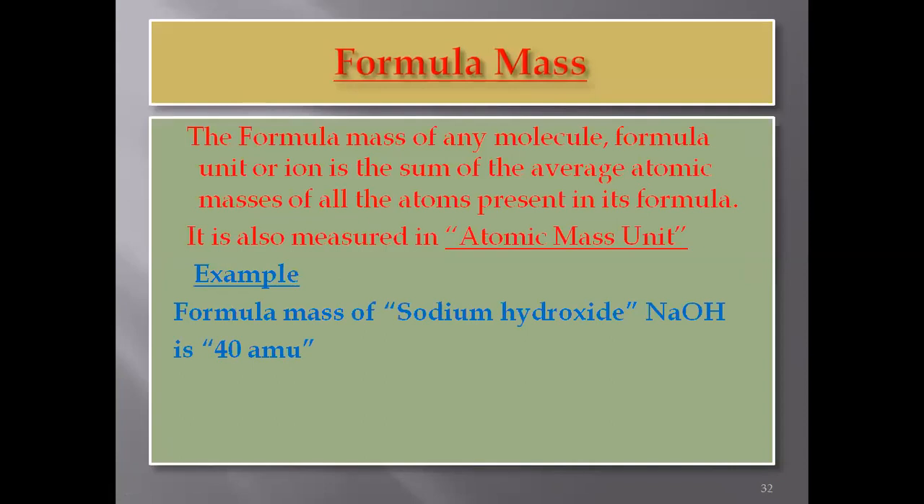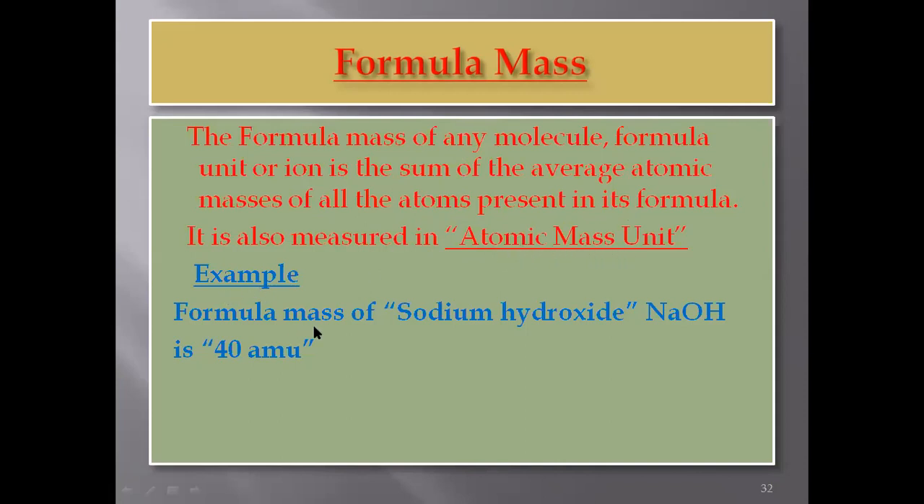Next term is formula mass. How can we define formula mass? The formula mass of any molecule, formula unit or ion is the sum of the average atomic masses of all the atoms present in its formula. It is also measured in atomic mass unit. Now keep in mind, the term formula mass is used to describe the mass of an ionic compound, and as ionic compounds are made up of ions, we have to add up the masses of all the ions which are present in that compound. It is also measured in AMU or atomic mass unit.